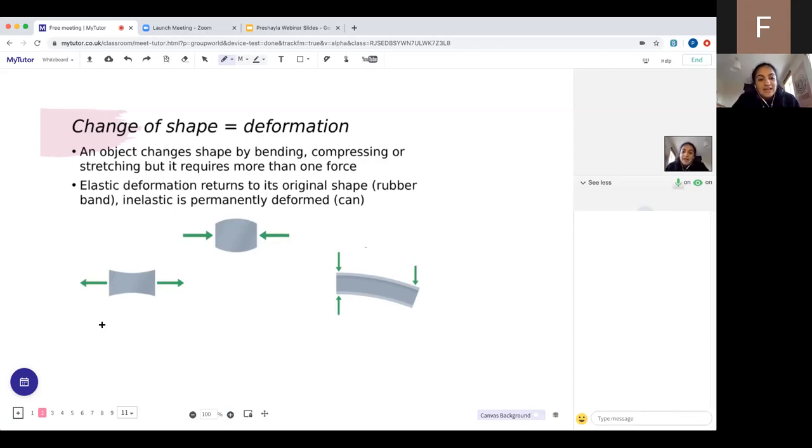And then inelastic deformation is when we permanently deform something, so it can't go back to its original shape. It's a permanent change. So for example, if you were to crush a tin can, it would be permanently deformed and you would never be able to get it back to its original shape. Okay.